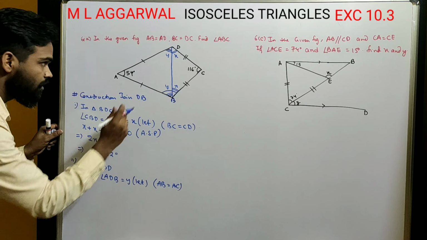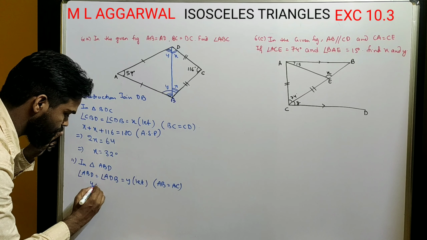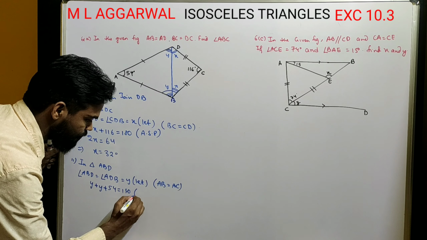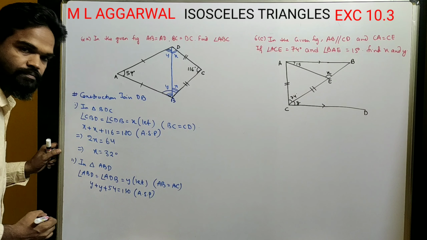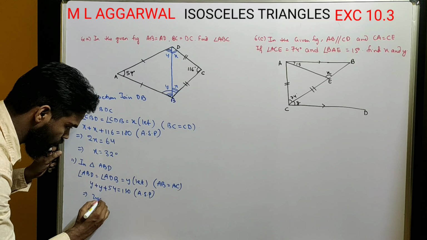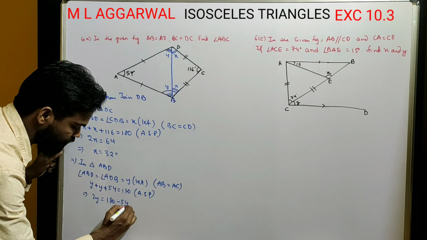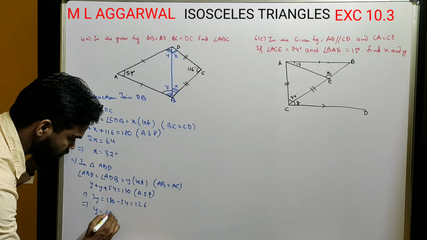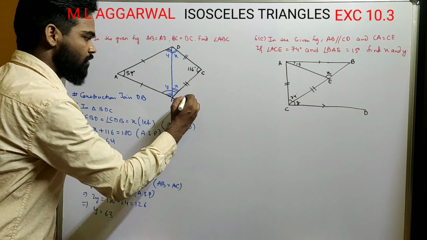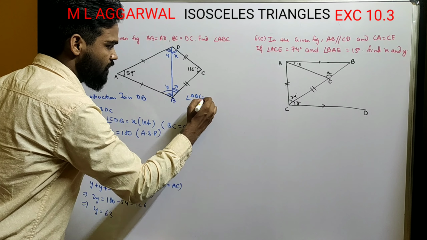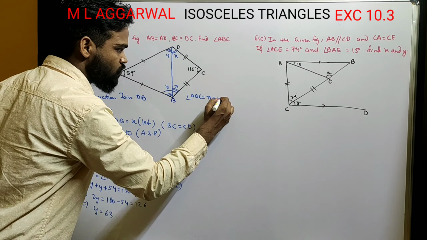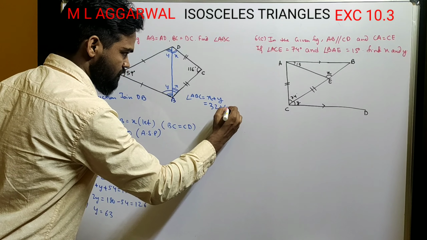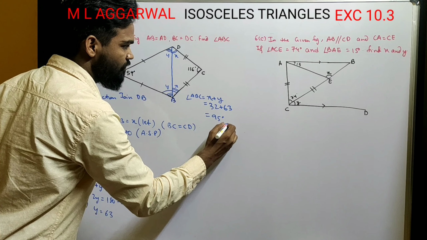Now look carefully. In triangle ABD, I can say y plus y plus 54 equals 180. Same angle sum property, which means can I say 2y equals 180 minus 54, that's 126. So I can say y equals 63. Once you get y, look carefully, they have asked for angle ABC. Angle ABC is nothing but x plus y, which is equal to 32 plus 63, that's 95 degrees.